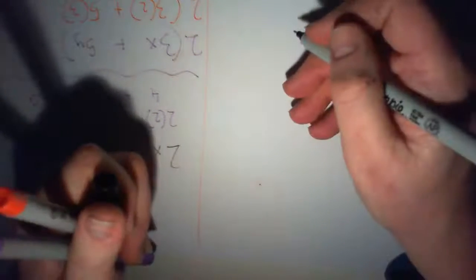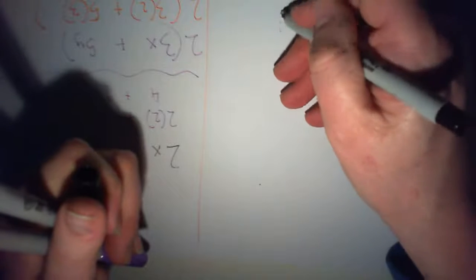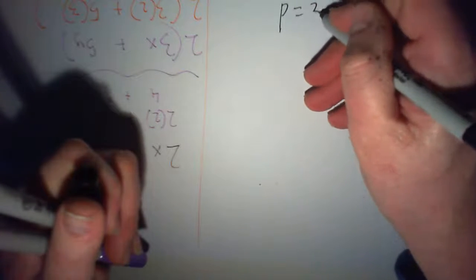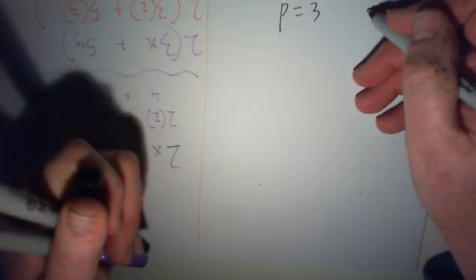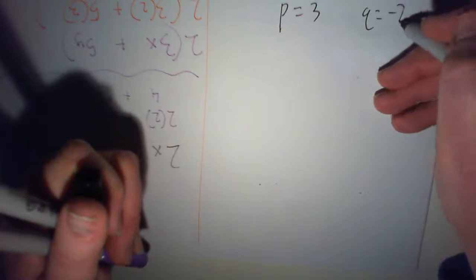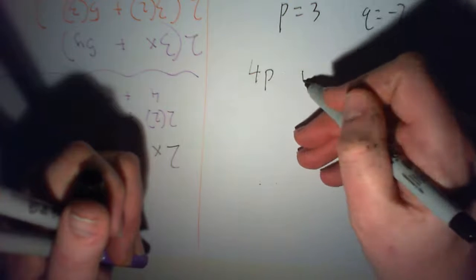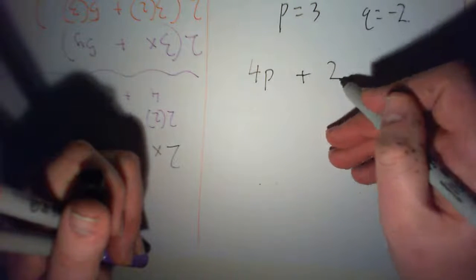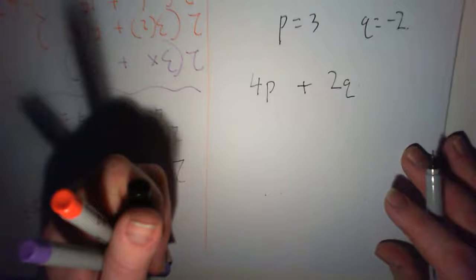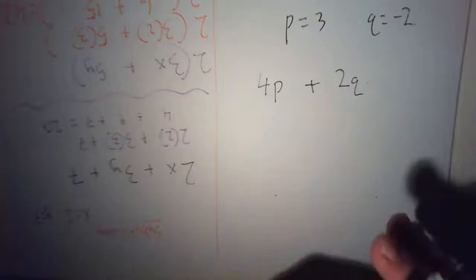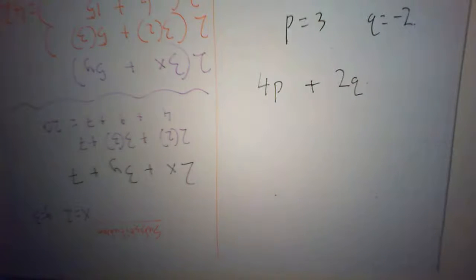Let's have a go at one here. P is equal to 3 and Q is equal to minus 2. And I want to do 4P plus 2Q. Okay, now I want you to give it a go. Okay, 3, 2, 1, pause and try it.